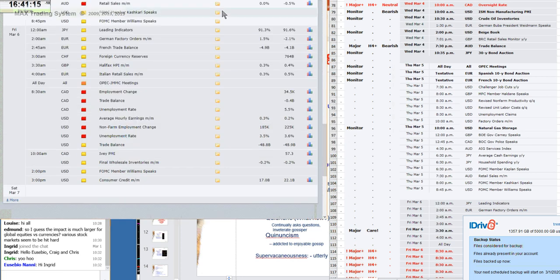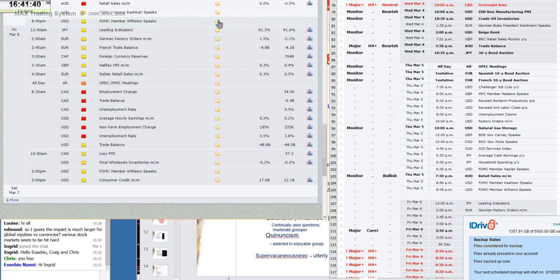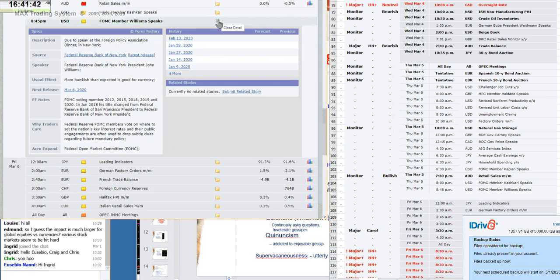We've got a couple more down here. Kashkari. No, before that we have the Aussie retail sale. It will be interesting to monitor the Aussie retail sale in the present context. Okay, so monitor and bullish. Strangely enough, it is bullish. And then Kashkari, a panel discussion, so let's forget. Then Williams, to speak at the Foreign Policy Association dinner, no, let's forget.